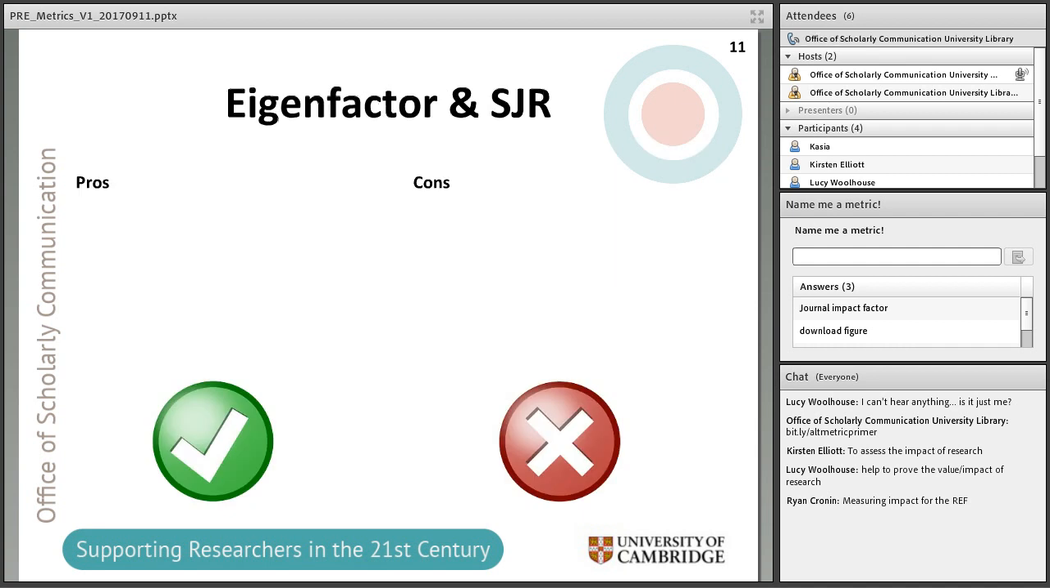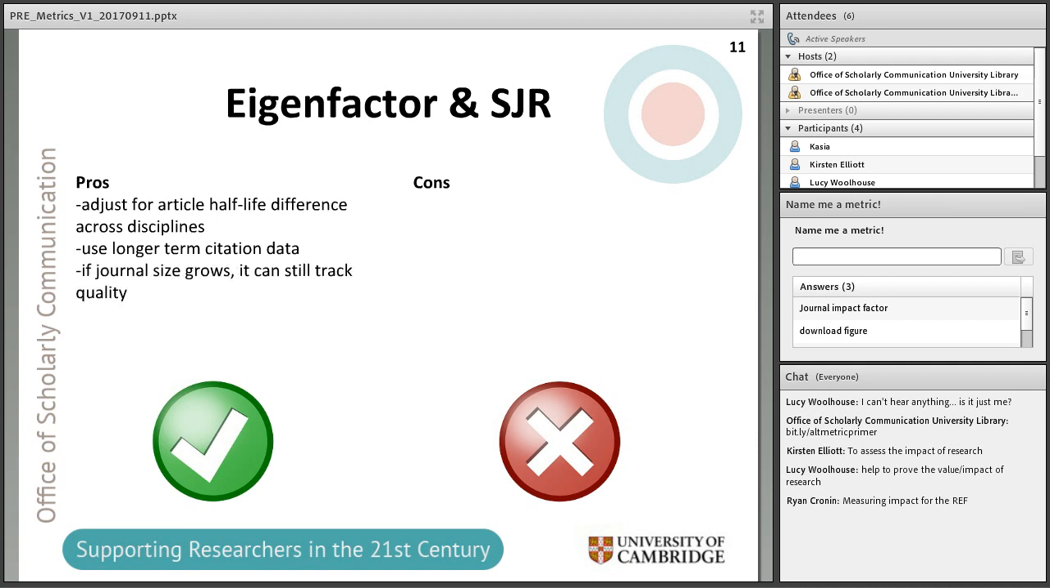So I'll just kind of go through the pros and cons of these alternatives to the impact factor. They do adjust for article half-life differences across the disciplines. So they do factor in this disciplinary difference about how long research stays around in the literature. They use longer term citation data, typically 5 years. And if the journal size grows, it can still track the quality, so it avoids that problem I was explaining earlier with the impact factor, where if the journal grows because it's good for its business model, the impact factor might plummet. So it accounts for that.